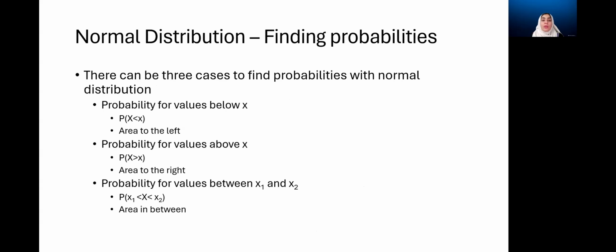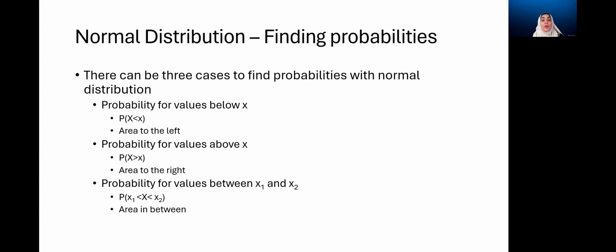Okay, so now there can be 3 cases to find probabilities with normal distribution. One that we have already seen, which is if you need to find out the probability for x values being lesser than a given reference value, in which case we look the values directly up from the table, because these are the values which correspond to the area to the left of the point which is given, and these probabilities have already been worked out and given in the tables.